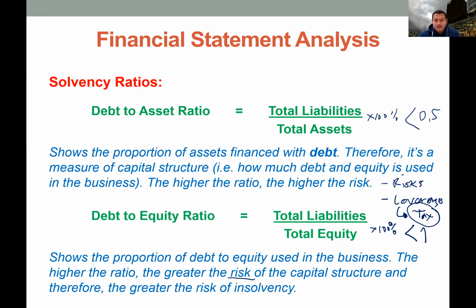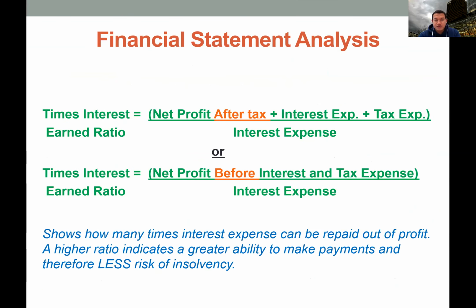Next is the last one for solvency ratio, the times interest earned. Basically this ratio shows us the ability of the company in paying their interest. We compare their net profit before tax and interest with the total interest expense.